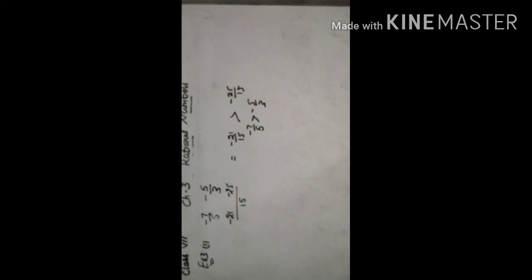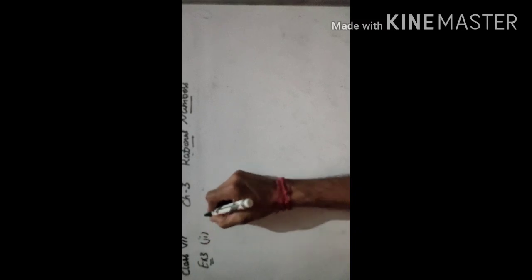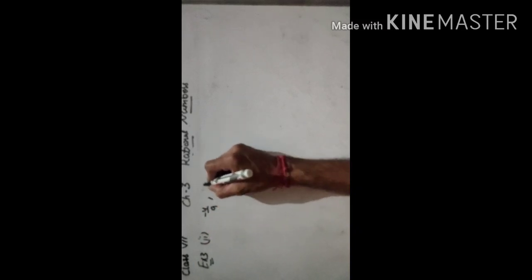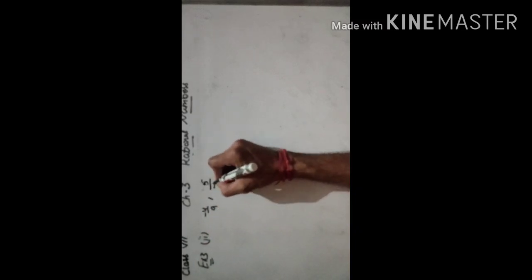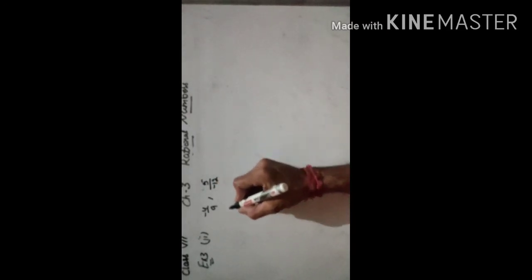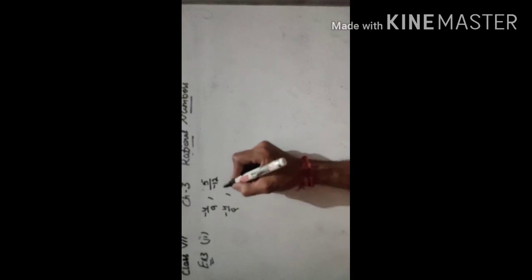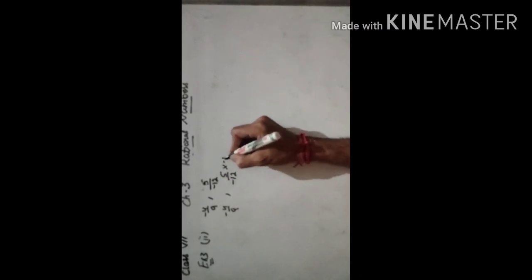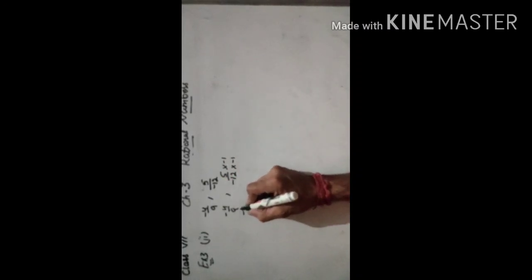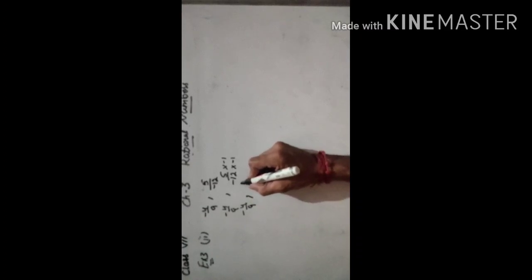Now next is second part. In the second part, -4/9 and 5/-12. We make the denominator positive. -4/9 and this -5/12.